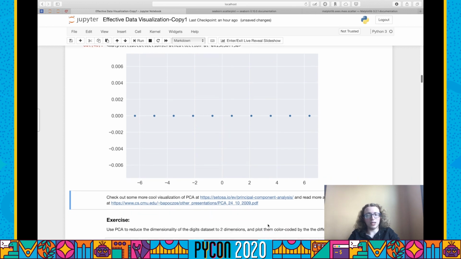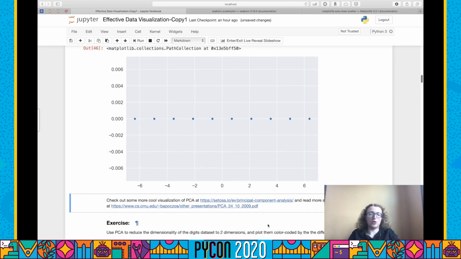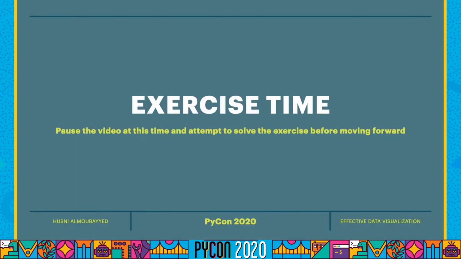And now it's time for an exercise. Just like I used PCA now to reduce the dimensionality of this fake data set from 2 to 1, try to use it to reduce the dimensionality of the digits data set from 64 to 2.